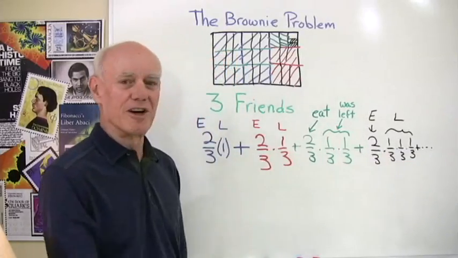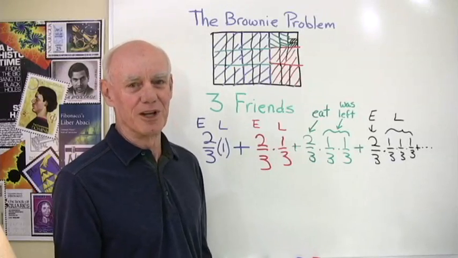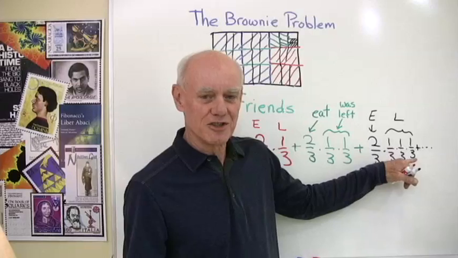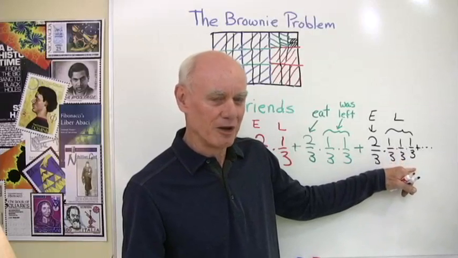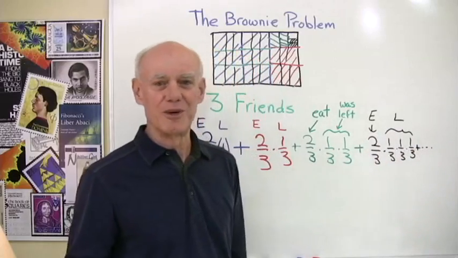If this goes on forever, though, how much is left? And the answer is there's always some left, because I can continue to do this forever. The amount that's left is always smaller and smaller and smaller, but it never gets to 0. It goes on forever like this, so there's always some left.